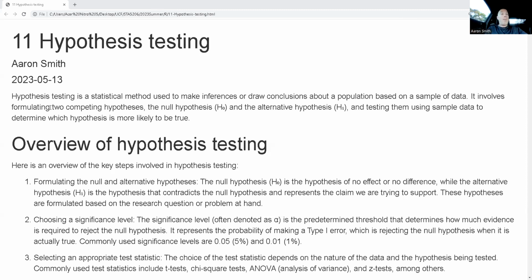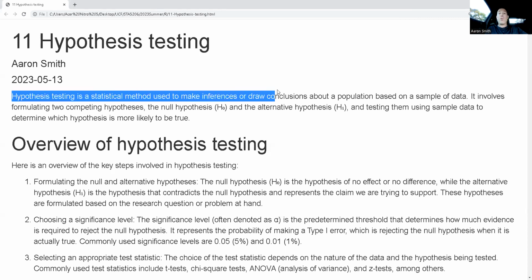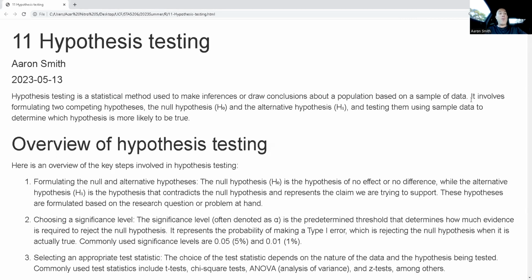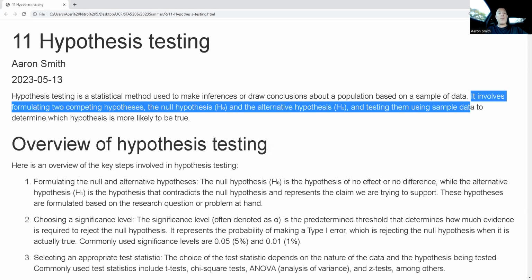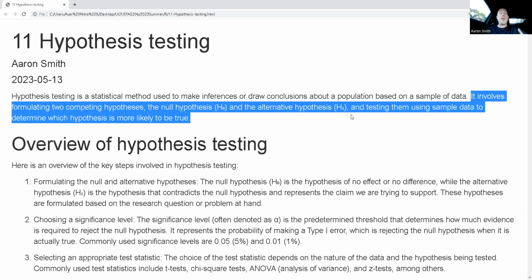All right, so hypothesis testing is a statistical method used to make inferences or draw conclusions about a population based on a sample of data. It involves formulating two hypotheses, the null hypothesis and the alternative hypothesis, and testing them using sample data to determine which hypothesis is more likely to be true.